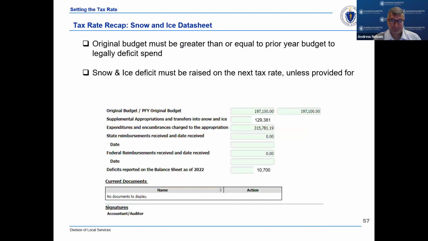Next, please. This is the snow and ice form I mentioned. And the big piece of information that you're going to want to really remember from here is that first line, the original budget to the prior year budget. A snow and ice deficit is a legal deficit, meaning it does not hit your free cash. If you have a legal snow and ice deficit of, in this case, $10,700, we would not hit their free cash for that $10,700. Same thing if it was $1 million, $2 million.